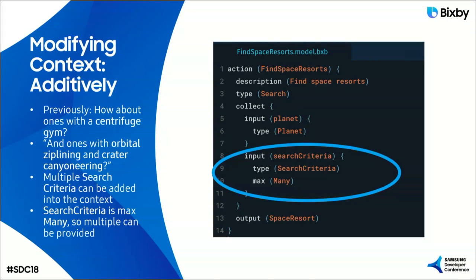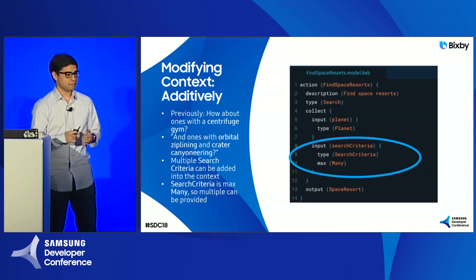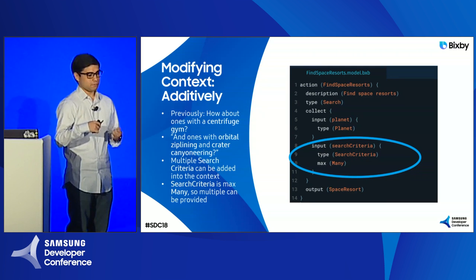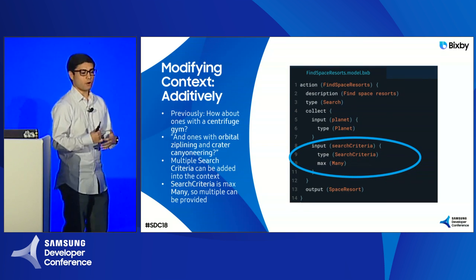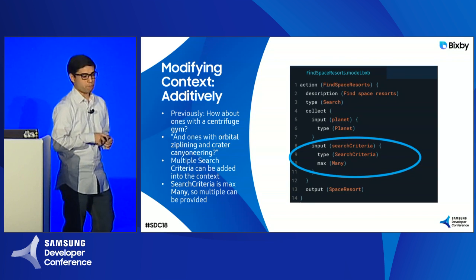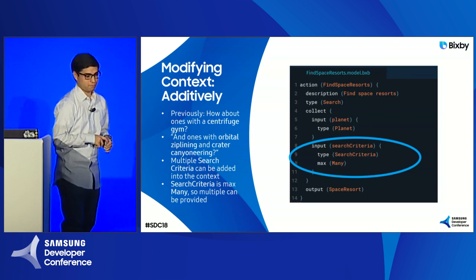And finally, we said, how about ones with orbital ziplining and crater canyoneering? We are able to additively modify our context. If we have multiple search criteria, all of them will be maintained in the context. So let's add max many to our input.